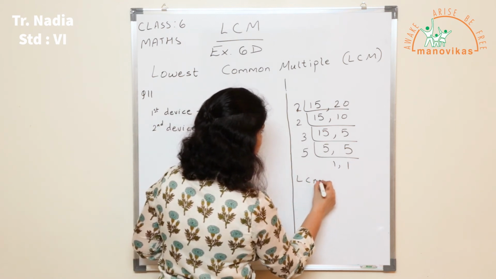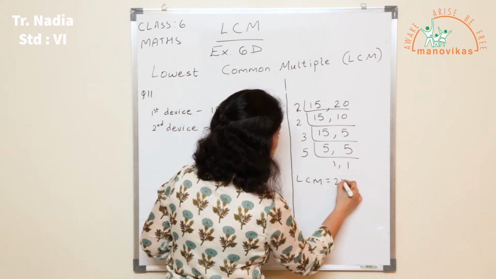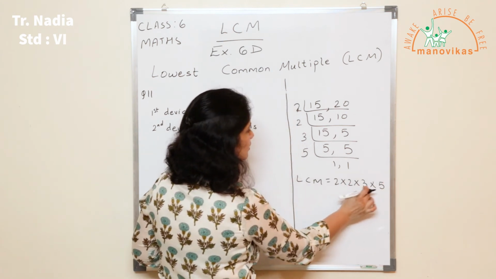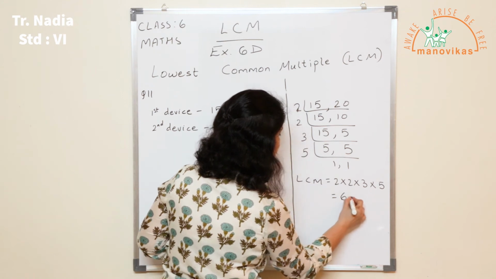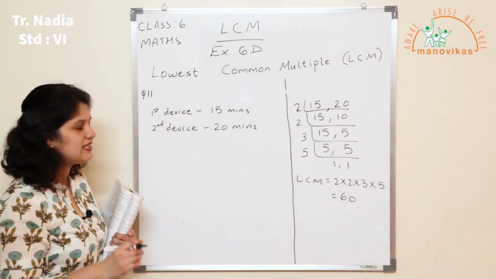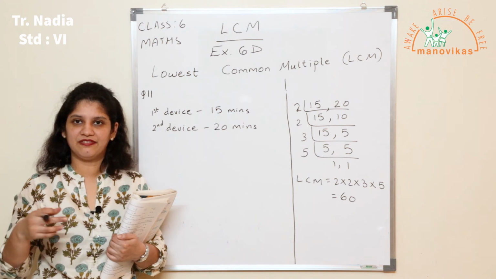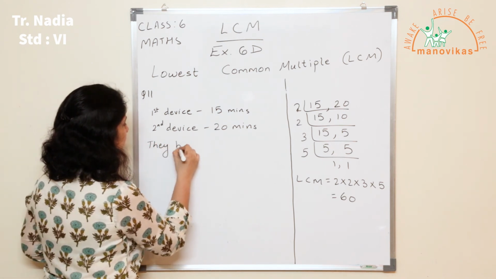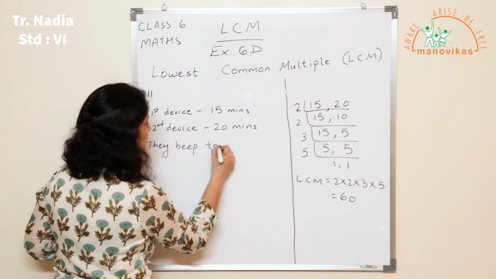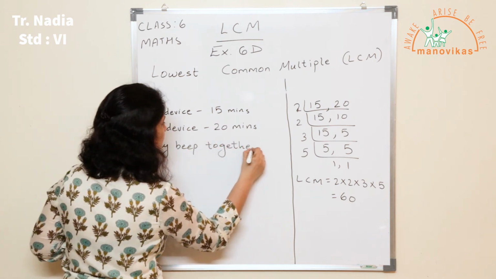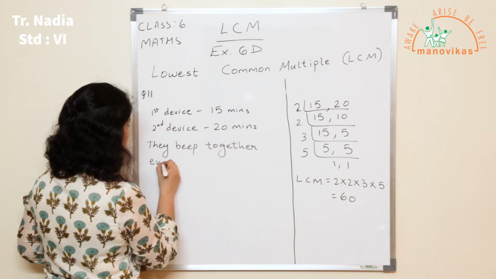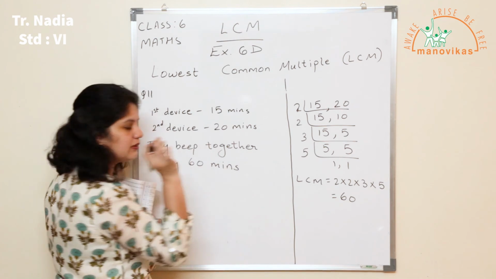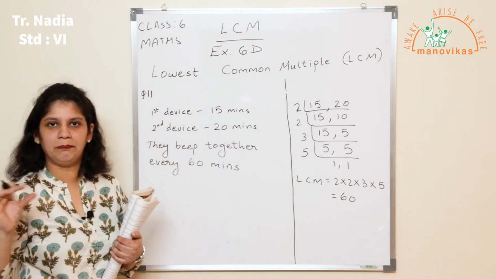Okay, LCM is 2 into 2 into 3 into 5. 2 2s are 4, 4 3s are 12, 12 5s are 60. LCM is 60. That means they beep together after every 60 minutes. Okay, you can write here: they beep together every 60 minutes. Okay, so on every 60th minute they beep together.